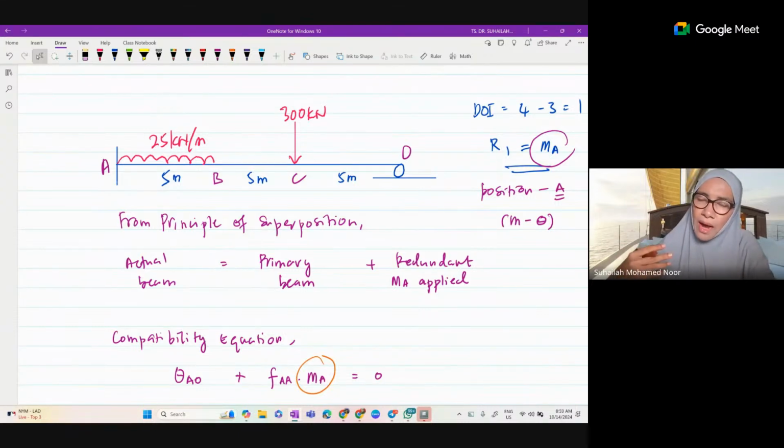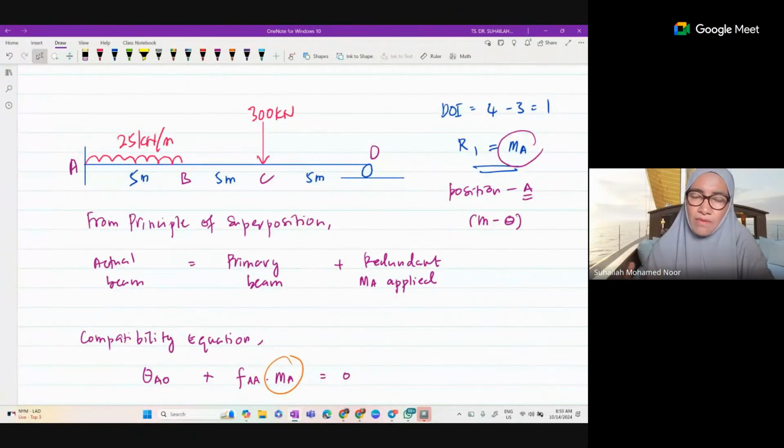Okay, we want to solve for the unknown reaction. We cannot solve the whole for the unknown reaction, so that's why we have to apply the flexibility method. So when we choose to solve this using the flexibility method, we have to choose a redundant to remove from the system. Because we already understand that we cannot calculate the unknown reaction directly. So when we choose the redundant, we choose it because we want to solve for the redundant. We remove the redundant, and we know that the compatibility equation will be used to solve for the redundant. And the compatibility equation comes from the principle of superposition. So this is the principle of superposition.